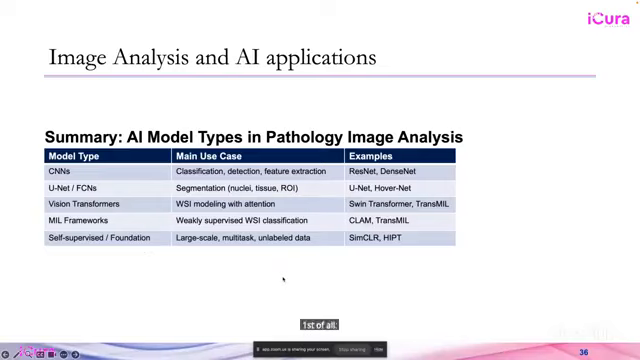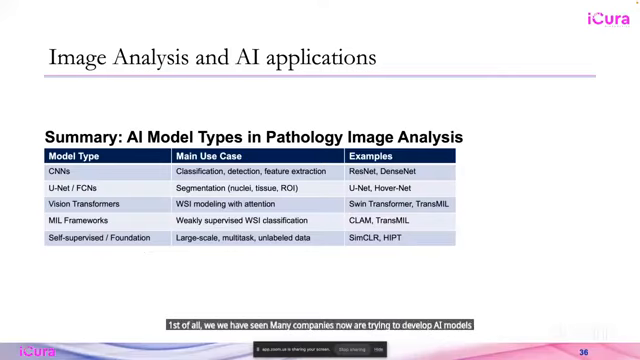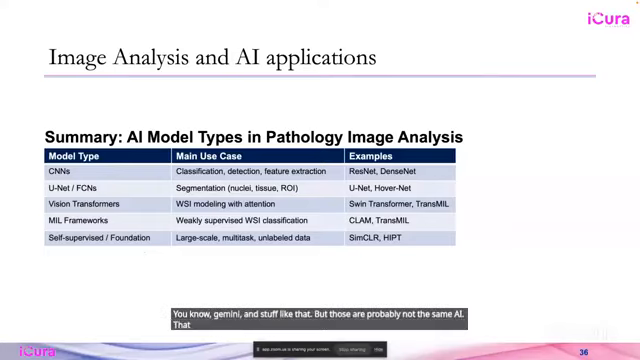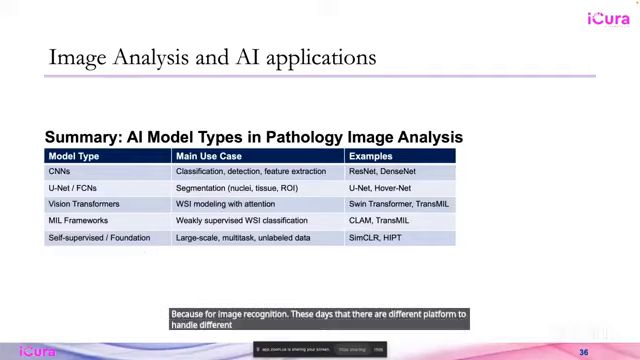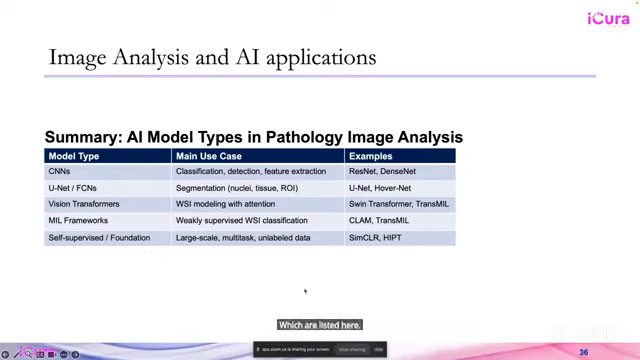Challenges and opportunities. First of all, we have seen many companies now trying to develop AI models for histopathology. One big confusion is that many people consider AI to be what we talk about with DeepSeek, ChatGPT, Gemini and stuff like that. But those are probably not the same AI that histopathology or even radiology AI is going to need, because for image recognition these days, there are different platforms to handle different kinds of things, which are listed here. Convolutional neural networks are very often used, but there are more. I'm not an AI expert, right? But listed here are the other fundamental models to build this kind of AI algorithm.